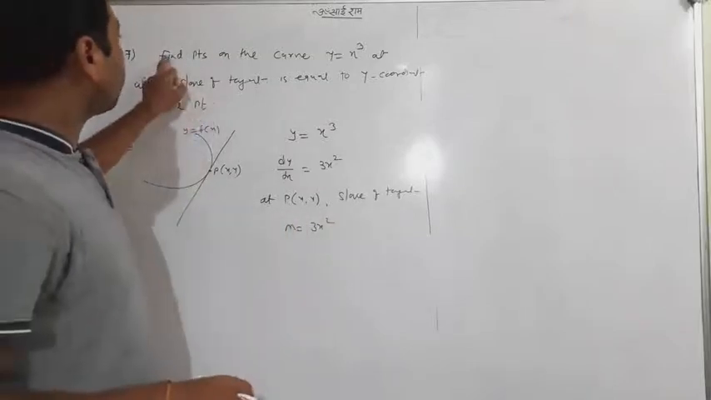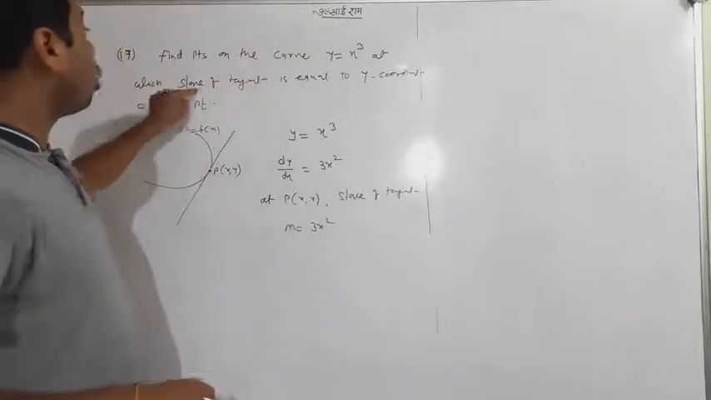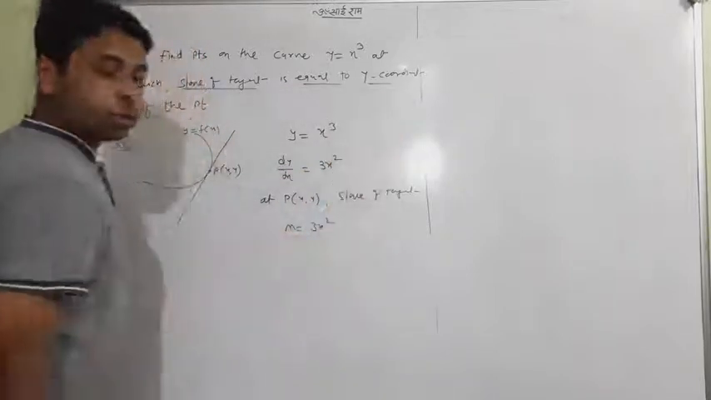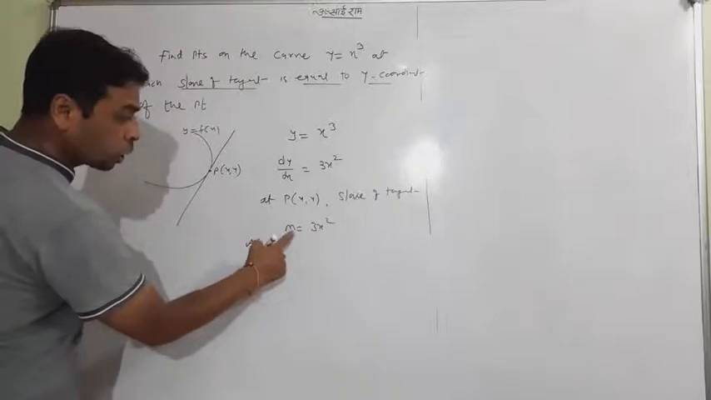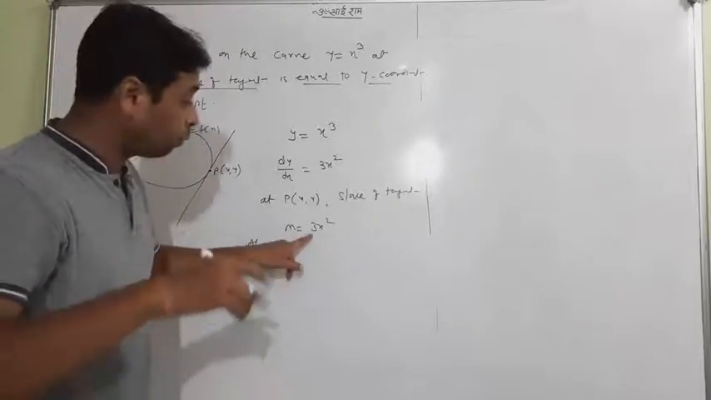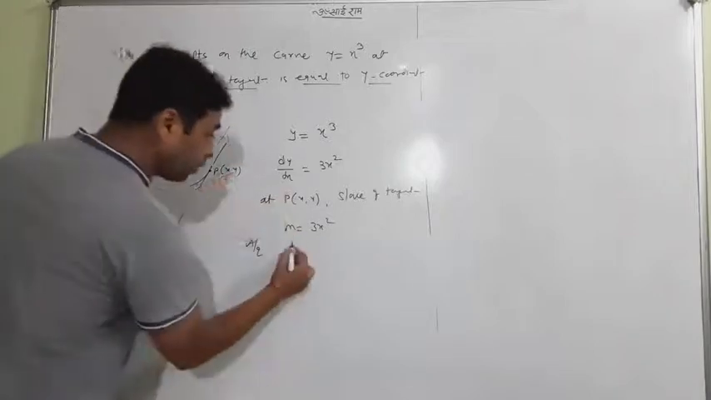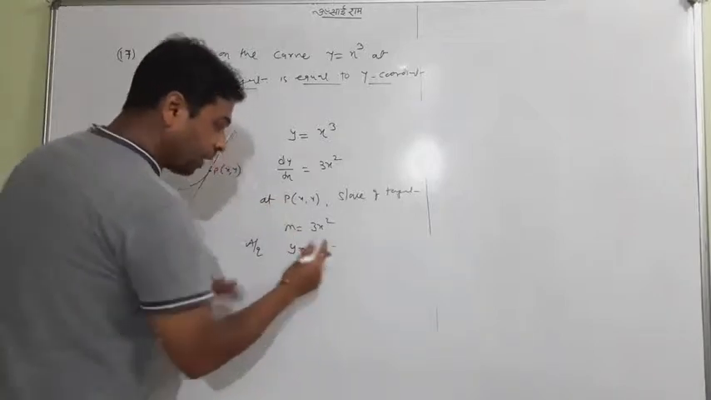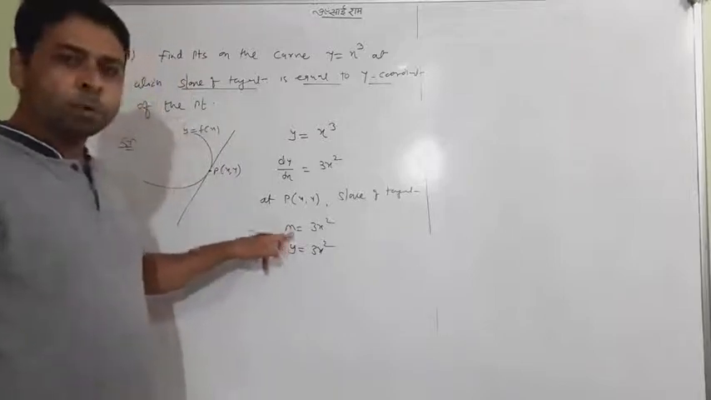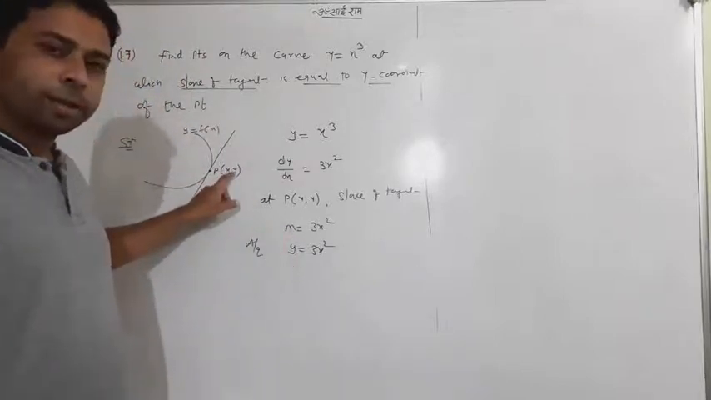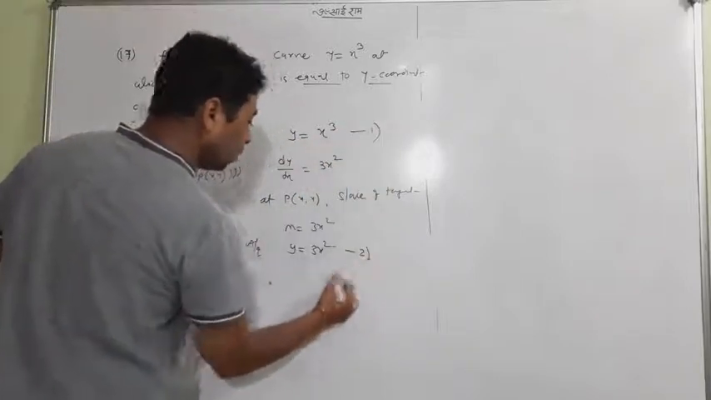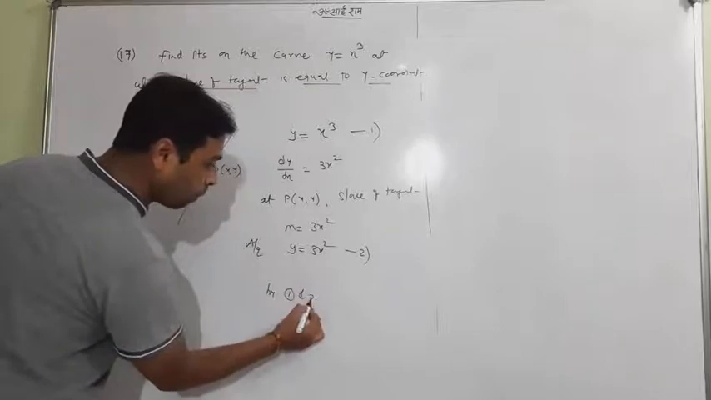So the question says find the point on the curve at which the slope of the tangent is equal to the y coordinate. So according to the question, the slope of the tangent equals the y coordinate. The slope we got, m, is equal to the y coordinate, and the y coordinate is y. Now can you compare this and this equation? This is first and this is second. So by 1 and 2 you can compare now.